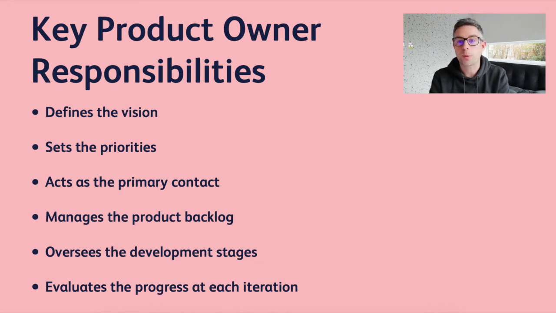So we talked about the product backlog being a long list of items to work through, user stories to complete. So the product owner sets the priority for these, so which ones are the most important, and which ones should the team work on first.